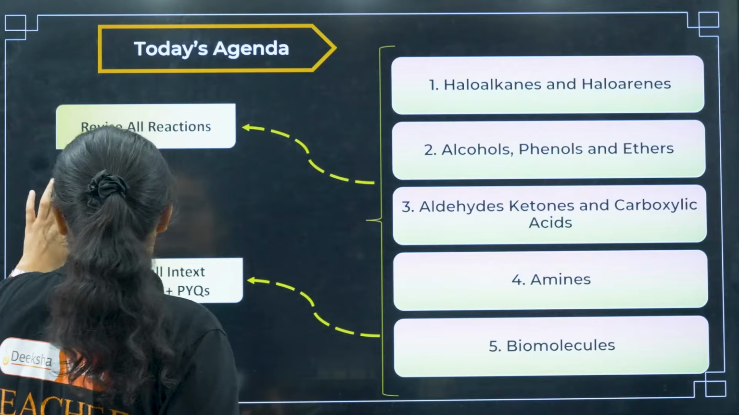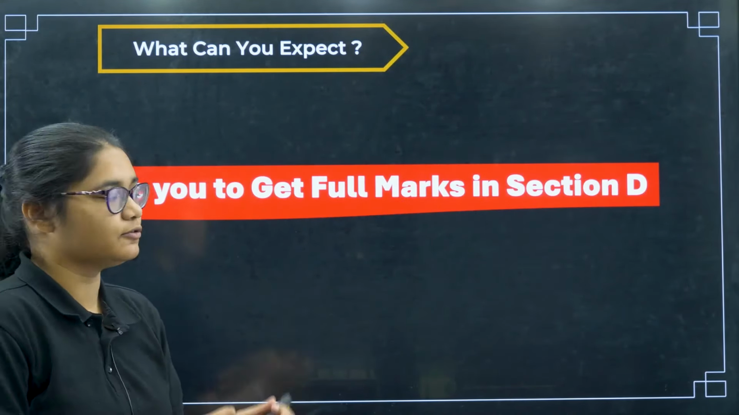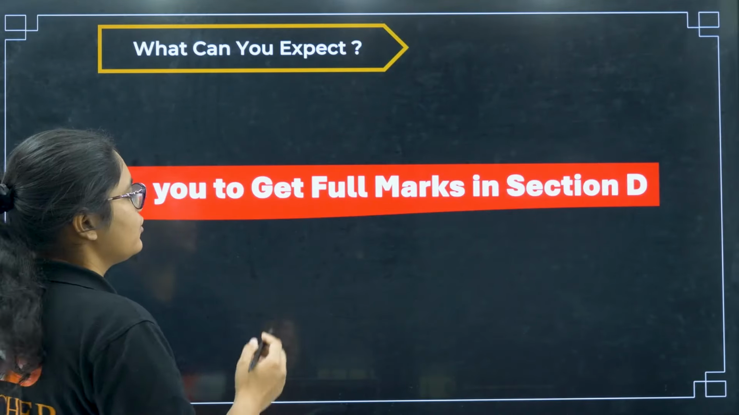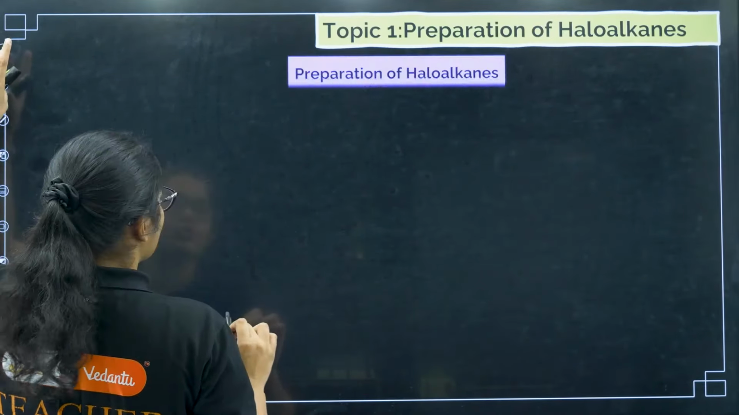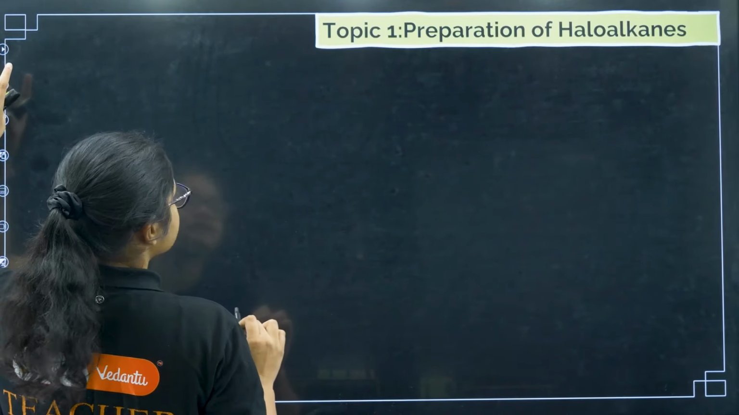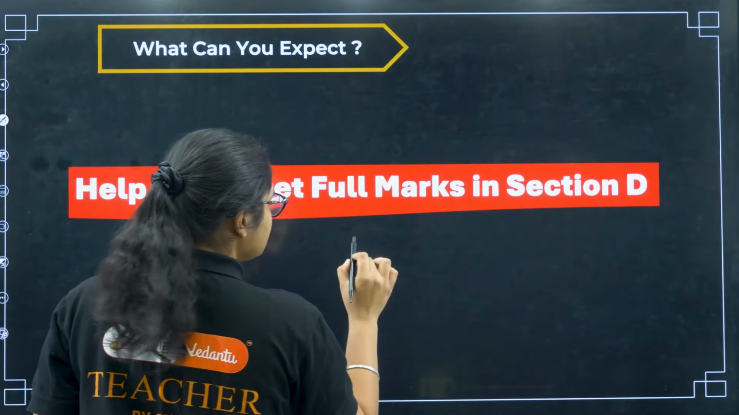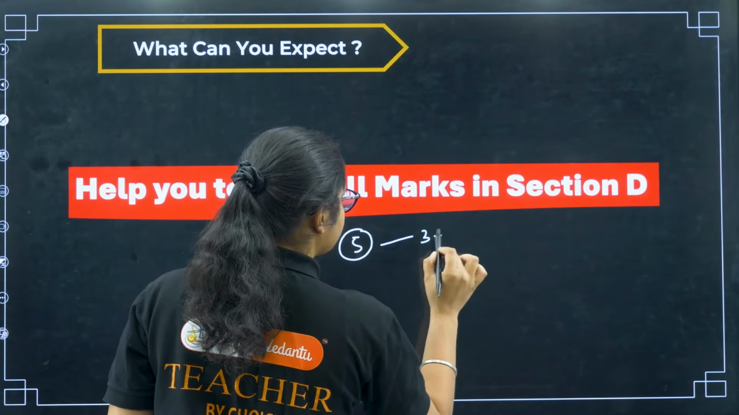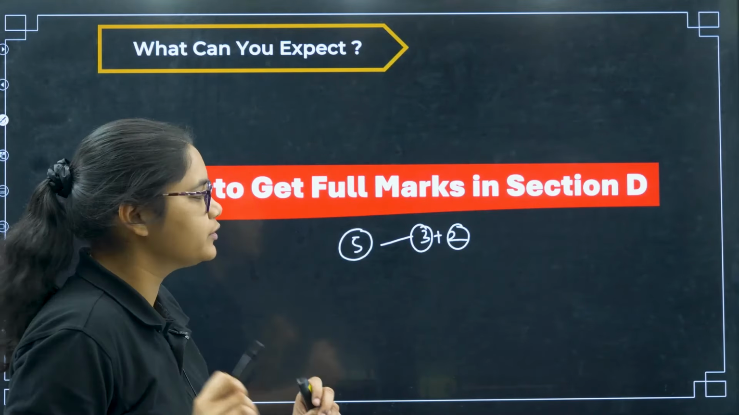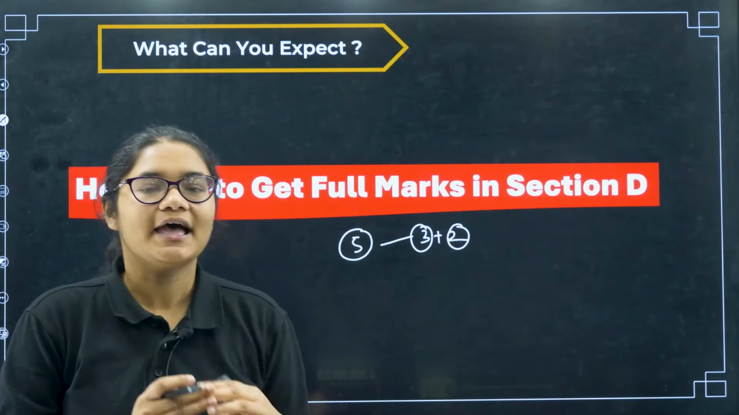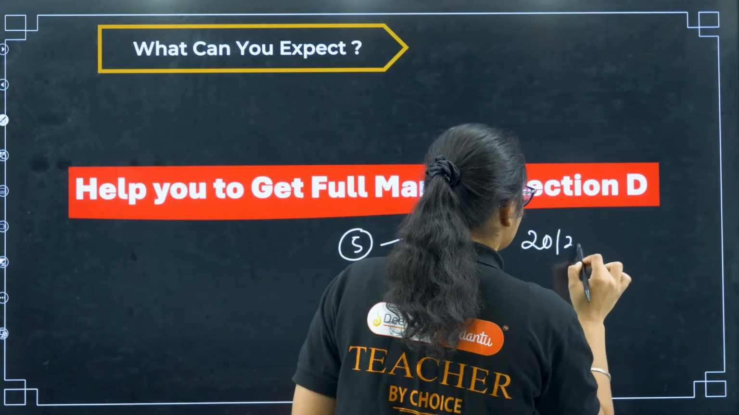Now moving to the first thing, what can you expect from this? Full marks in your section D, the 5 marker section. You might think, ma'am, you told that you won't give more importance to 5 marker questions, then how are we going to get full marks? See, the 5 marker section is generally like 3 plus 2. So I'll be giving you 3 marker questions and 2 marker questions so that you can solve all these questions and get full marks in your section D, that is 20 out of 20.